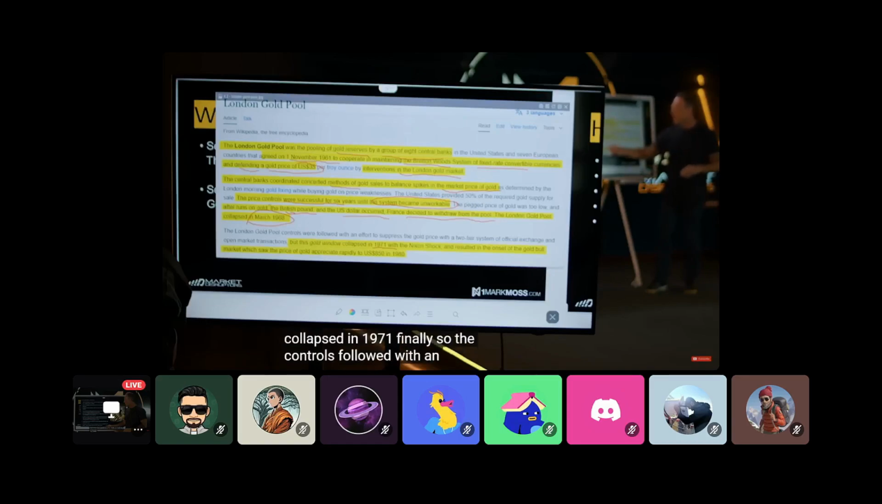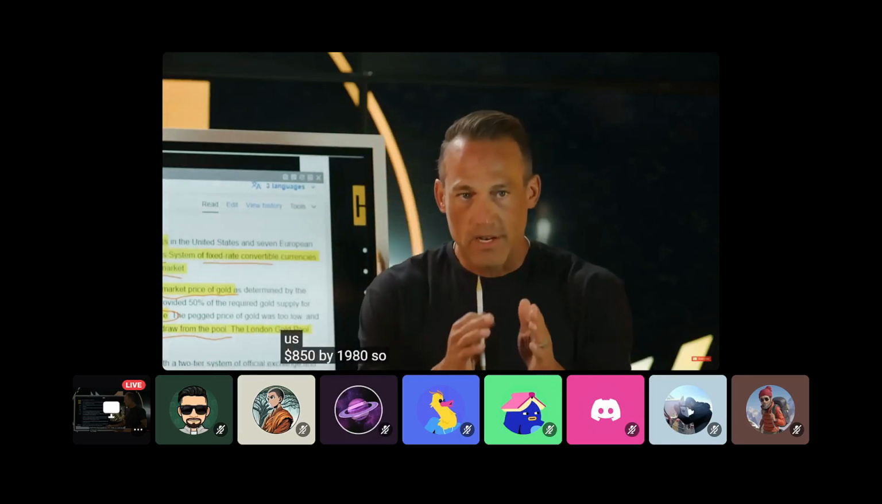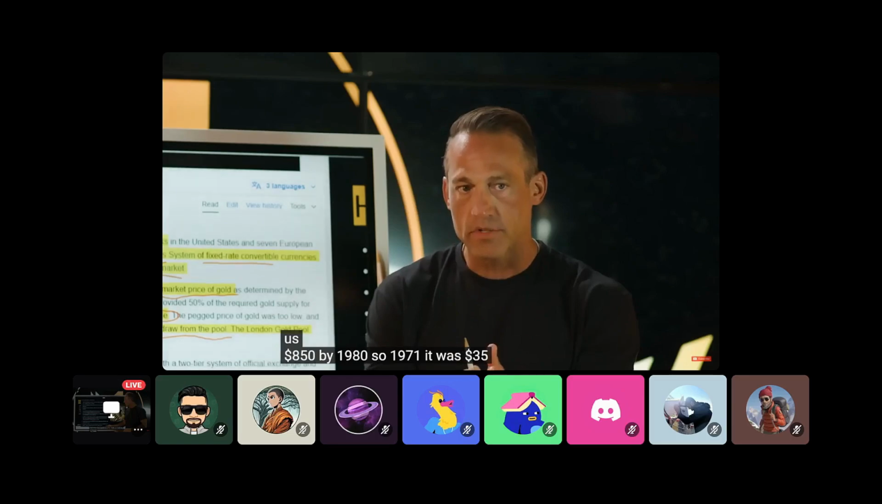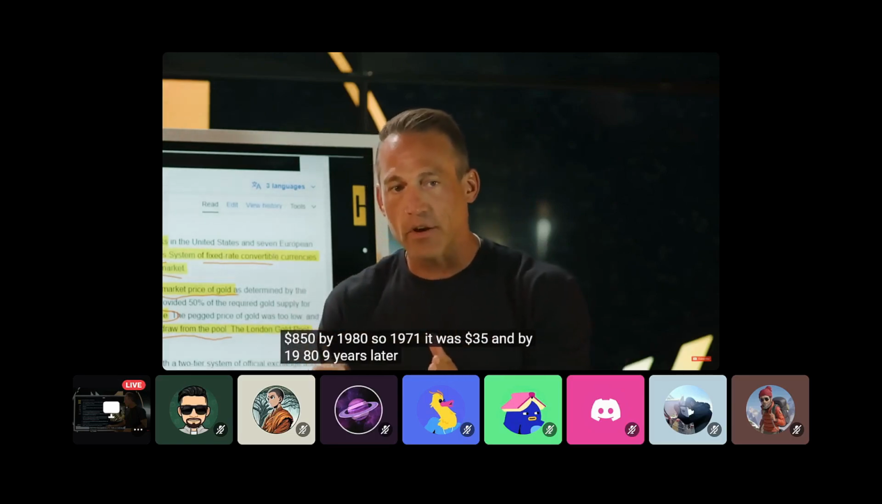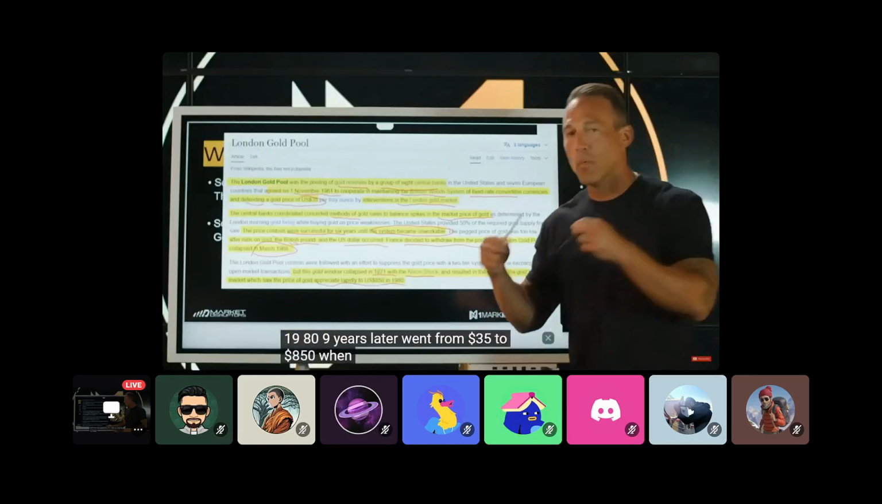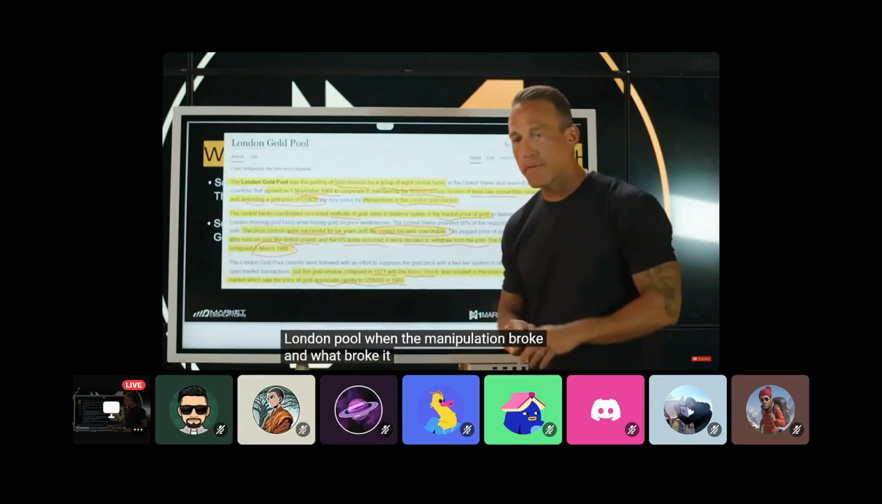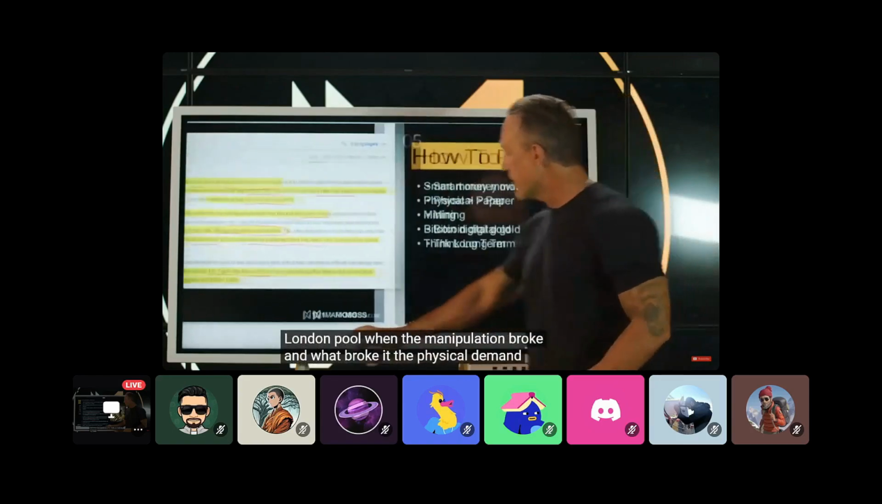So the controls followed with an effort to suppress the gold price. They tried to keep the game going for a little bit longer, but it closed officially in 1971 with the Nixon shock, which resulted in the onset of the gold bull market, which saw the price of gold appreciate rapidly to US $850 by 1980. So in 1971, it was $35. And by 1980, 9 years later, it went from $35 to $850 when the concerted effort, the London pool, when the manipulation broke. And what broke it? The physical demand of that gold.